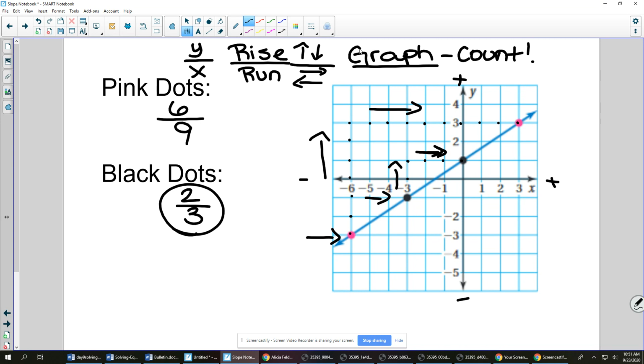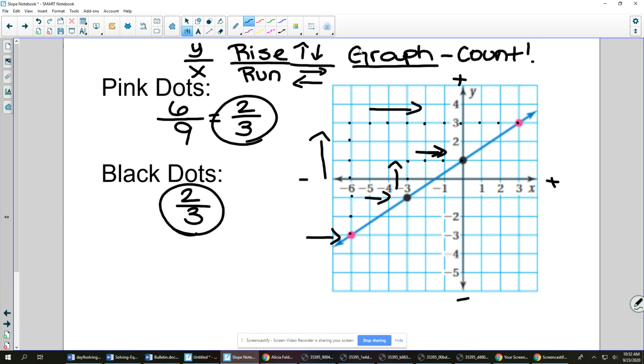So you might be looking at this thinking, well, it's the same graph, it's the same line, but they have two different slopes. Well, I would need to simplify this, and when I do that, it gets simplified down to 2/3 as well. So the line is always going to have one slope. It doesn't matter what points you pick. So that's why everybody could pick different points on this graph, and it would all end up being the same slope. So it won't matter.